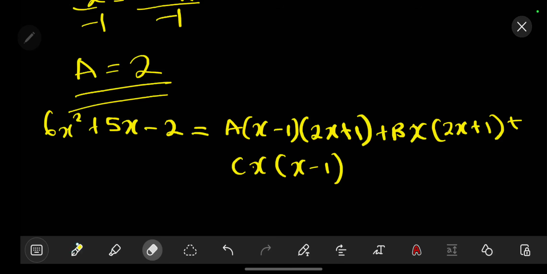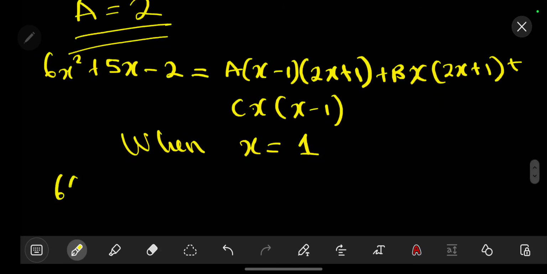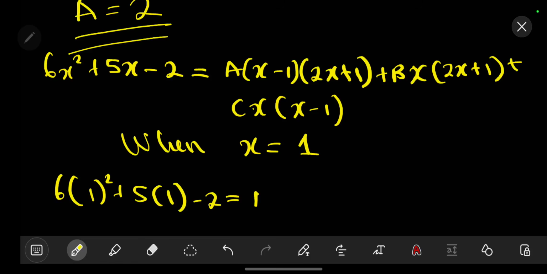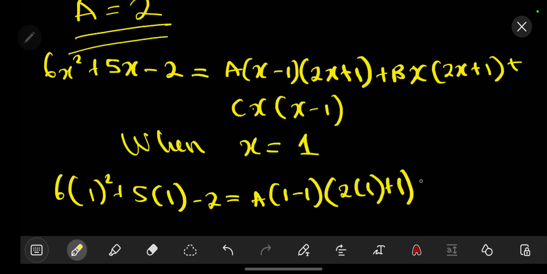So what we are going to have is that when our x is equal to 1, we are going to end up with 6, where x is, we put 1 squared plus our 5, we have 1 minus 2 should be equal to, we have a, where a is, we are going to have 1 minus 1, then we have our 2, where x is, we put 1 plus our 1, then we have plus our b, where x is, we are going to get 1.